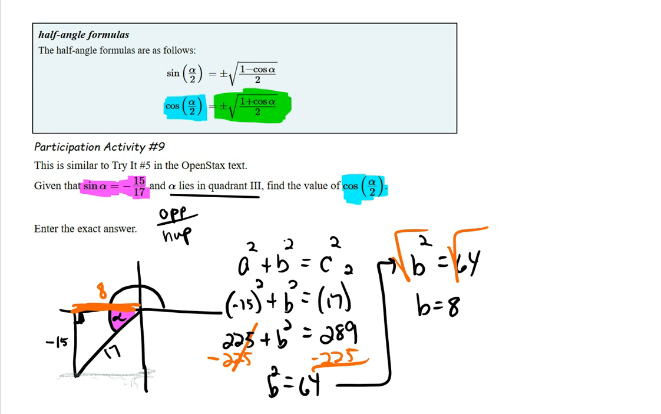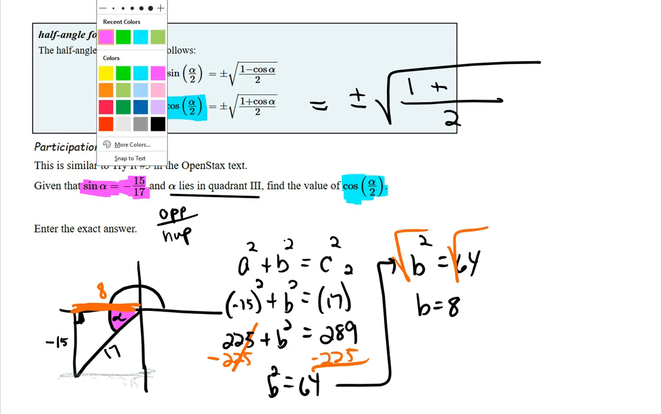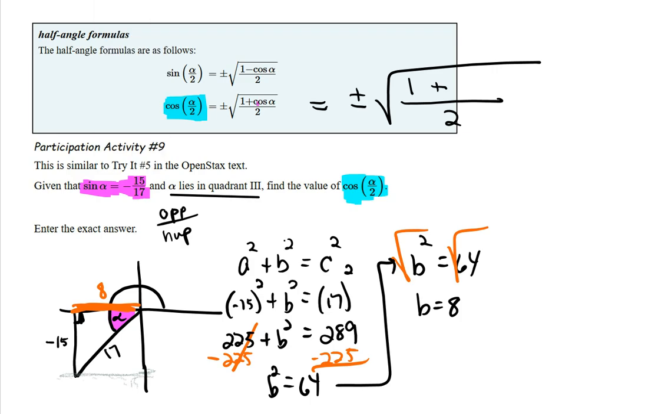So for cosine, let me come up here. I'm going to have to put in plus or minus the square root of 1 plus the cosine of theta over 2. Cosine is adjacent over hypotenuse, so cosine of theta goes there. That would be the adjacent over the hypotenuse, so it's going to be 8 over 17.